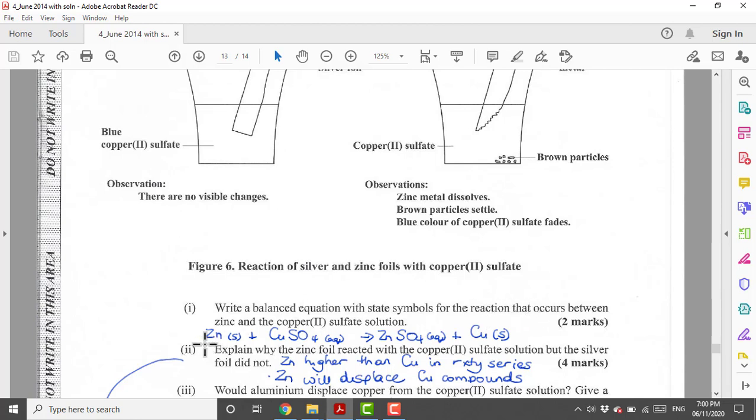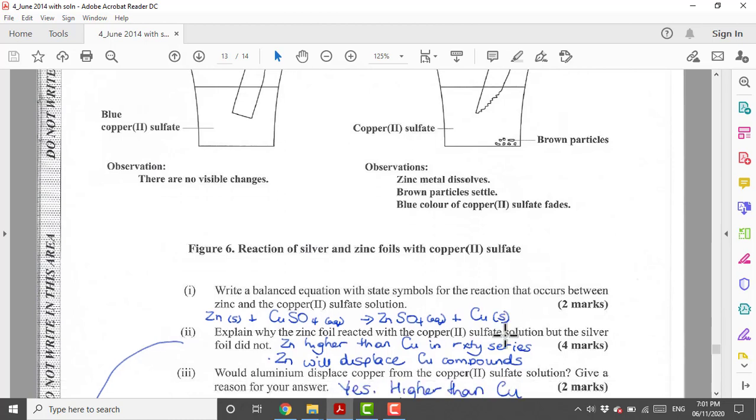All right, so our reactants are zinc and copper sulfate, and this is a metal displacement reaction, or a single displacement reaction. So zinc will be replacing copper in copper sulfate, right? So it becomes zinc sulfate and copper solid. Everything here is already balanced.